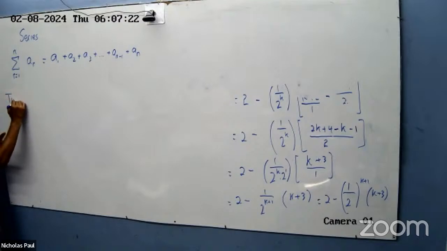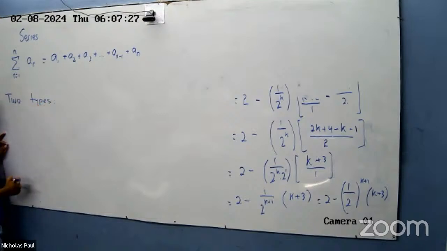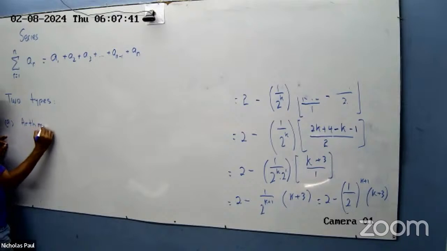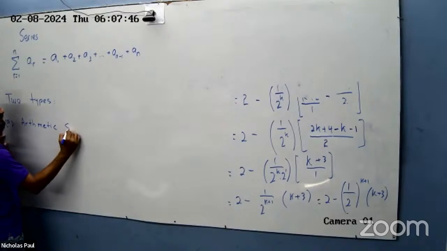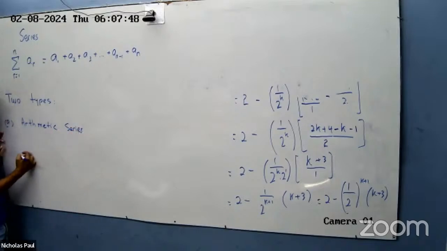Right? And two popular types of series are one, an arithmetic series, and a geometric series.